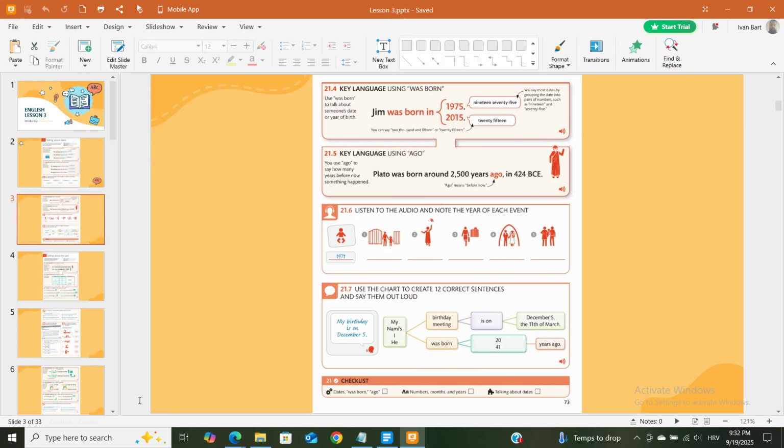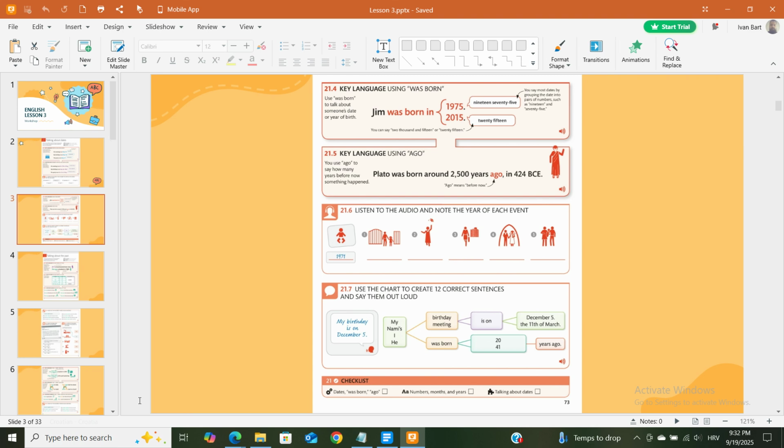21.5 Key language: using ago. You use ago to say how many years before now something happened. Plato was born around 2,500 years ago, in 424 BCE. Ago means before now.